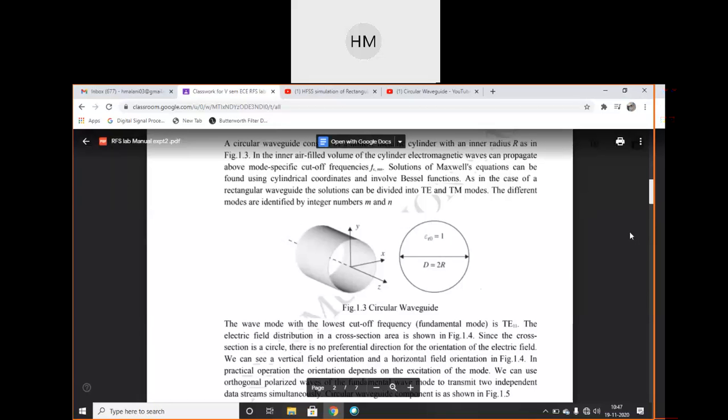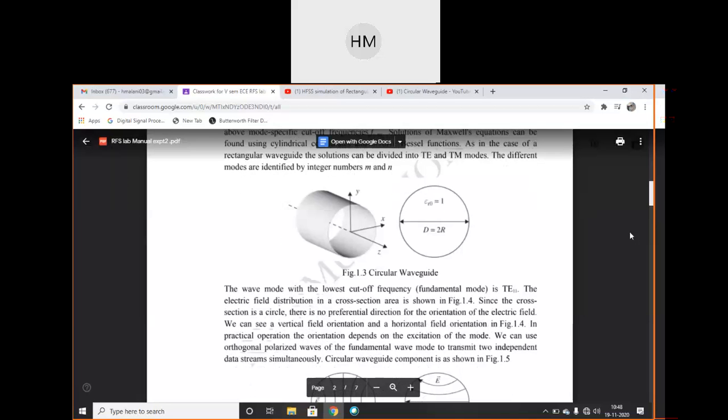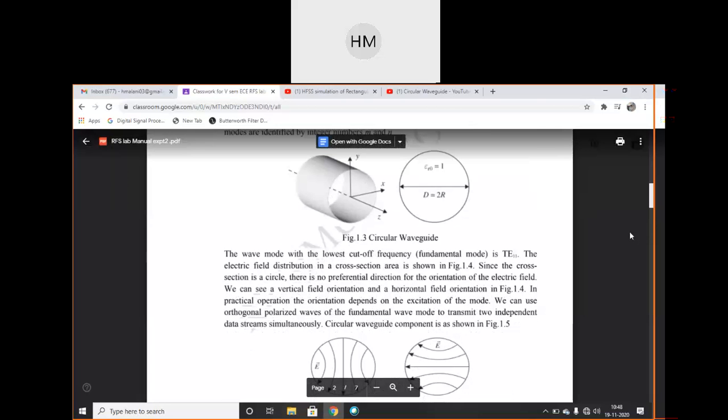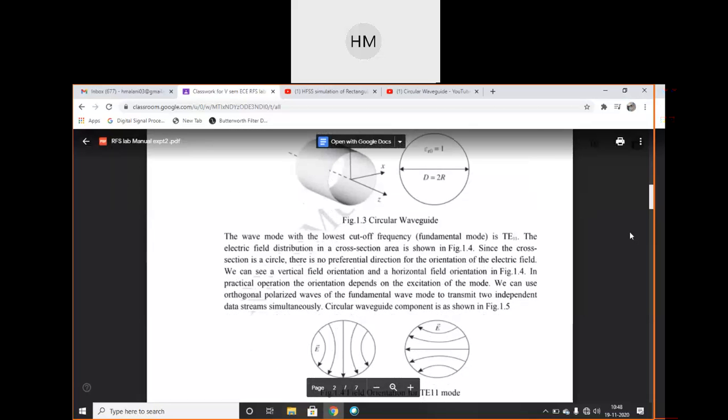Since the cross section is a circle, there is no preferential direction for the orientation of the electric field, as it is in circular design, so we can't identify the orientation of electric field. We can see a vertical field orientation and a horizontal field orientation. You can see this in the diagram. In practical operation, the orientation depends on the excitation of the mode. We can use orthogonal polarized waves of the fundamental wave mode to transmit two independent data streams simultaneously.